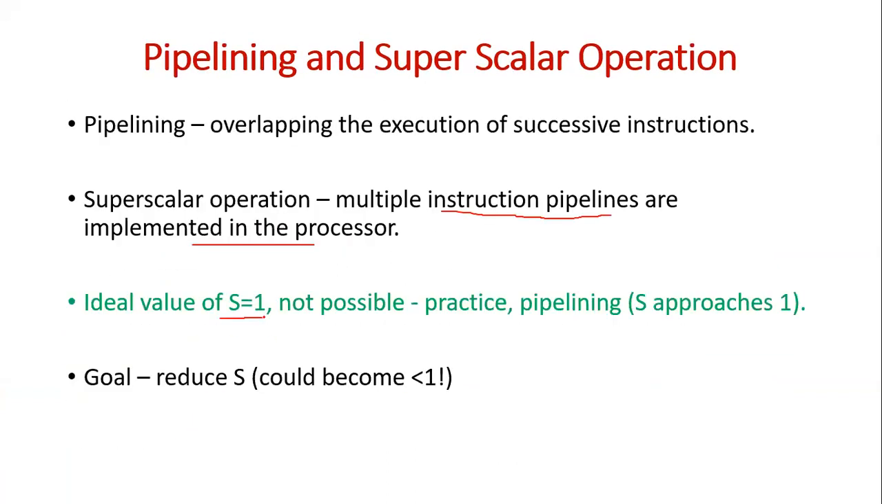So, the ideal value of S is 1. Practically, that may not be possible, but by using pipelining, we can reduce S in such a way that S approaches 1. Right? And the goal is to reduce S. Okay. So, if the computer supports superscalar operations, I mean multiple instruction pipelining, then yes, S may also go less than one. Okay, very rarely.